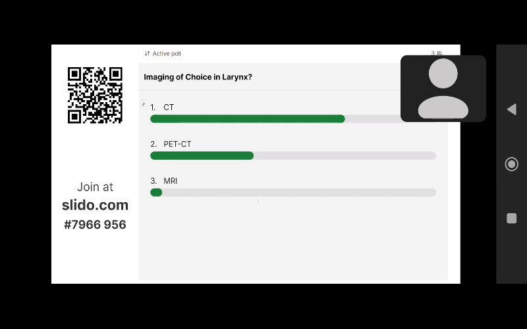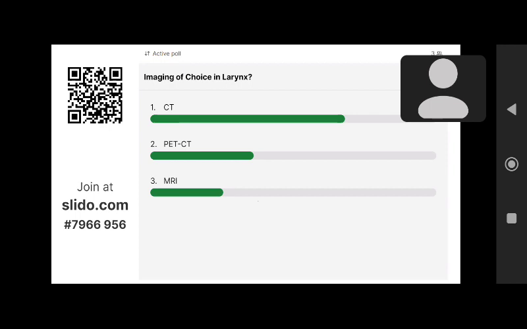So now that you've put these three options, Dr. Shinjita, could you tell us why you would add an MRI imaging in some situations? Ma'am, MRI can serve as a problem solving tool in cases of cartilage erosion, as well as prevertebral fascia involvement. That's it.